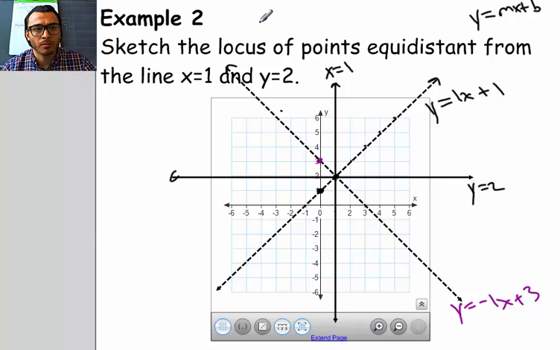All right, so that's a nice little tutorial with the Locus Theorem 5, equidistant from two intersecting lines. So just keep in mind that equidistant from two intersecting lines, the locus is the angle bisectors that bisect the angles formed by the intersecting lines.